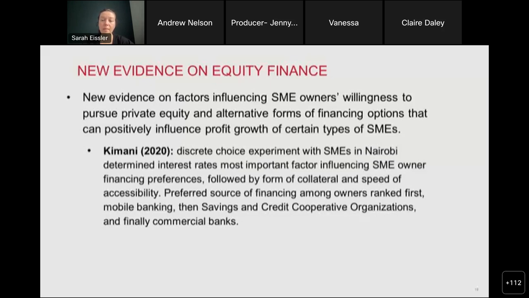The next study, published by Kimani in 2020, used a discrete choice experiment with SMEs in Nairobi to understand owners' financing preferences. They found that interest rates were the most important attribute for owners to determine which financing options to pursue, followed by the form of collateral, and then next, the speed of accessibility. And then they also found that the most preferred source of financing among small enterprise owners was mobile banking, followed by savings and credit cooperative organizations, or SACCOs, and then finally commercial banks.